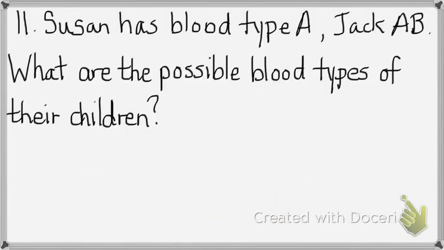Okay, so we're going to look at blood type also, because these are great genetics problems. You may remember A is dominant, B is dominant, O is recessive. And I've got Susan is A and Jack is AB. What possible blood types are their children?